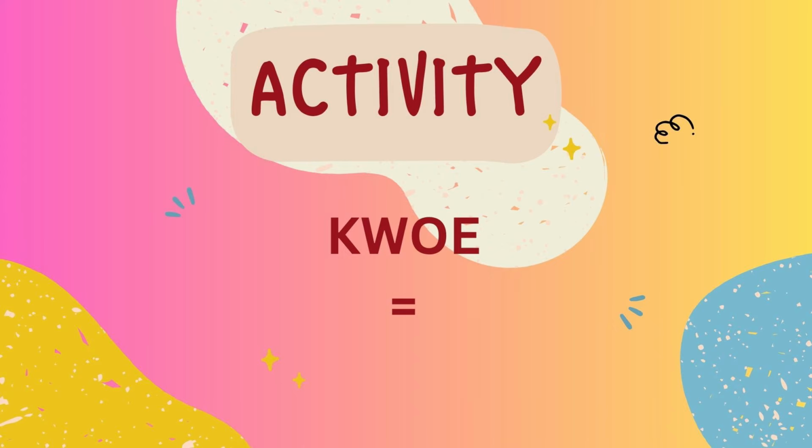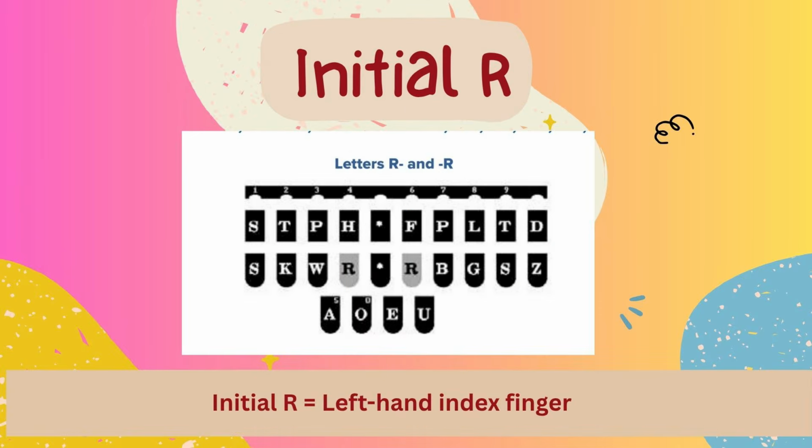But before we officially start our discussion, let's answer first the previous activity during the lesson 17 discussion. So what was your answer for this activity? We have initial Q and long O. So how do we read this one? The answer is co. I hope you're able to get the correct answer. Now let's proceed with the discussion for lesson 18.